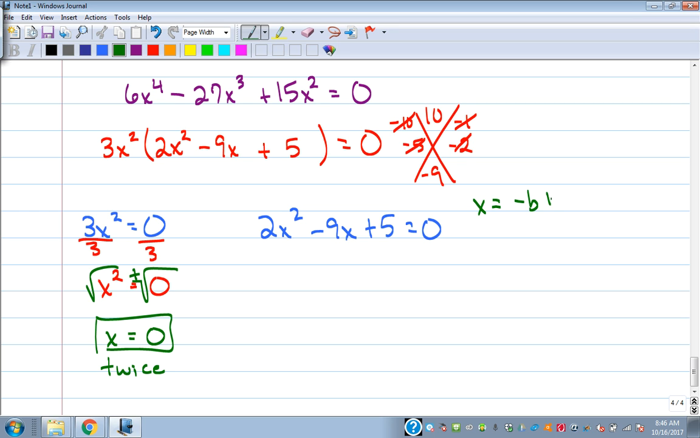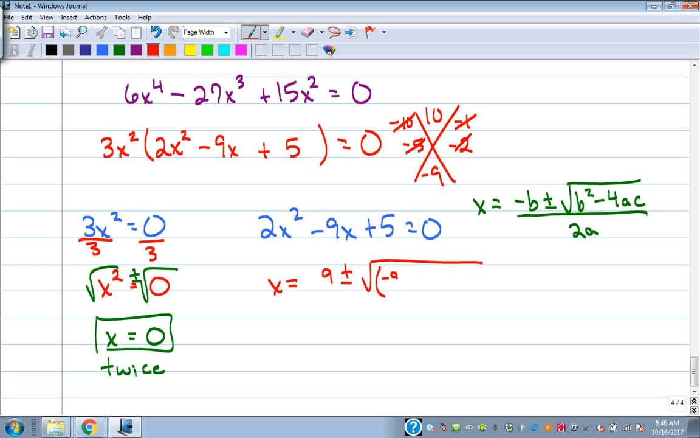So x equals negative b plus or minus the square root of b squared minus 4ac, all of that divided by 2a. That's the quadratic formula. Got to know that. So when I go to do that work, negative b. B is negative 9. So the opposite of that is positive 9, plus or minus. And then I got negative 9 squared minus 4 times 2 times 5, all divided by 2 times 2. That's everything plugged in the right spot for the quadratic formula.